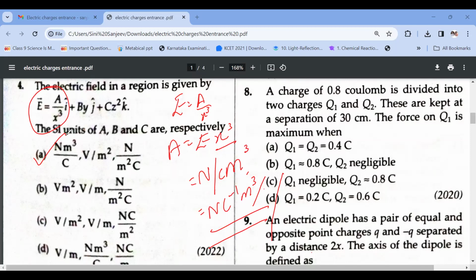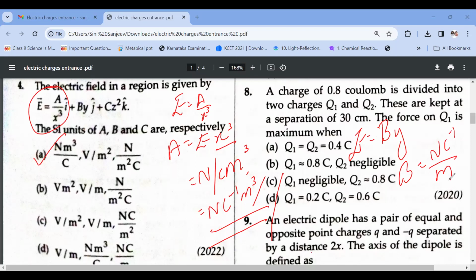Or if it is B, the second one. If I want to try for B, then also it is easy. E is equal to B by Y. So my B is equal to E times Y. E is what? Newton per Coulomb, NC power minus 1, by meter. So here also I can eliminate option D.